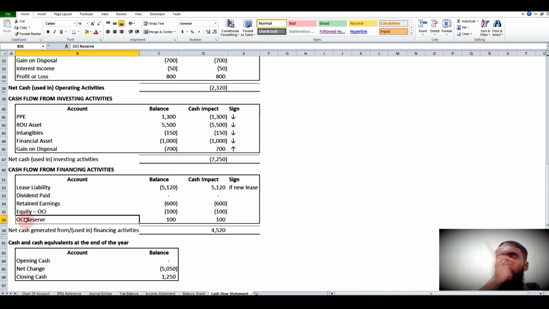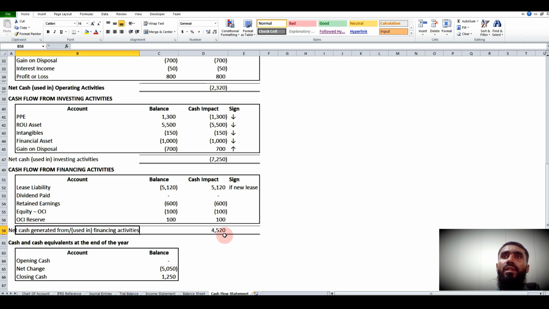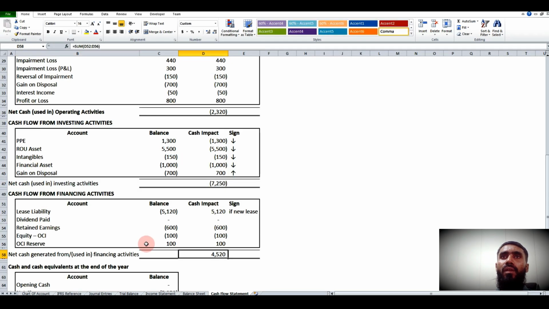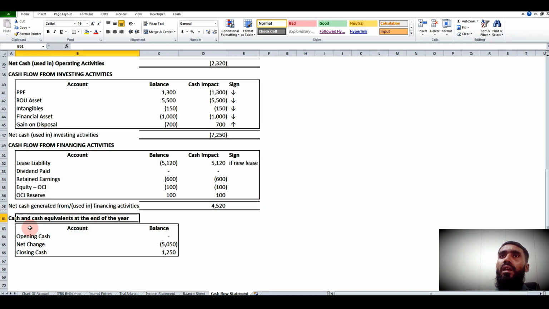Other comprehensive income reserves, increasing the cash. Net cash generated from financing activities 4,520. Now, the final step, cash and cash equivalents at the end of the year.